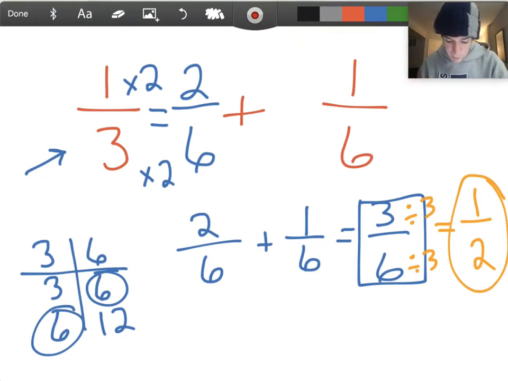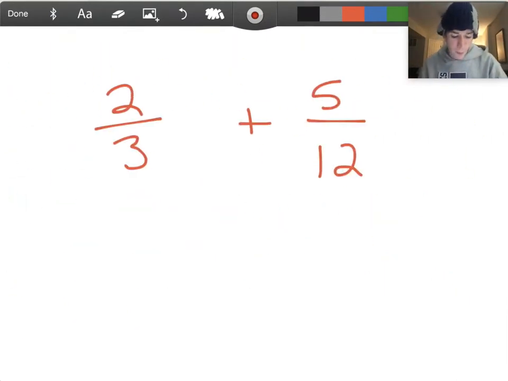Let's look at another example. So in this example, we are adding 2/3 and 5/12ths. You'll notice in this example, the denominators are different, but so are the numerators. The numerators are no longer 1, but we have a 2 and a 5 in the numerator.